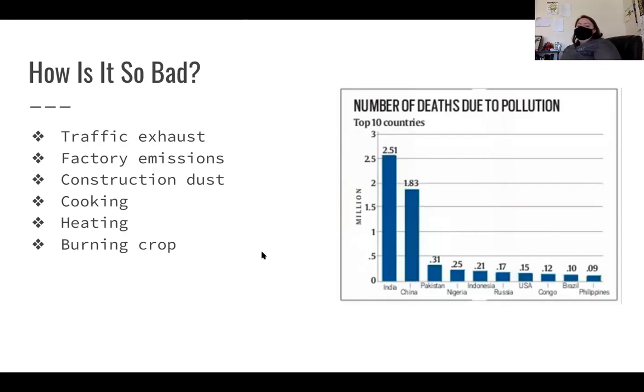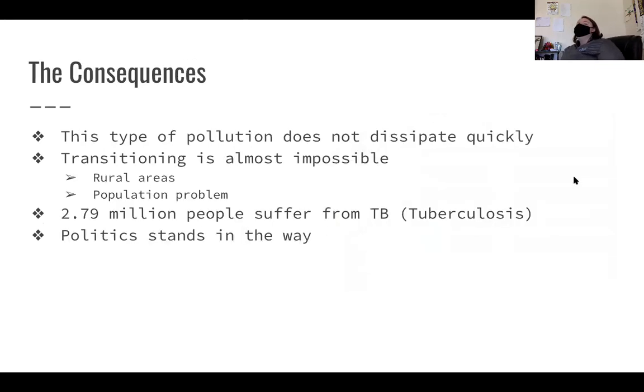All right, so I think that's where I'm going with it next. What are the consequences then, okay? If we cannot get air pollution under control, or if India cannot find a solution to better their air quality, what are the consequences if this is left unchecked or nothing is done, okay? First and foremost, the amount of pollution they're putting into the air on a daily basis does not dissipate quickly, okay?